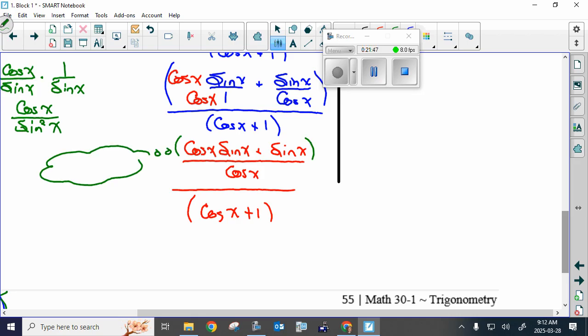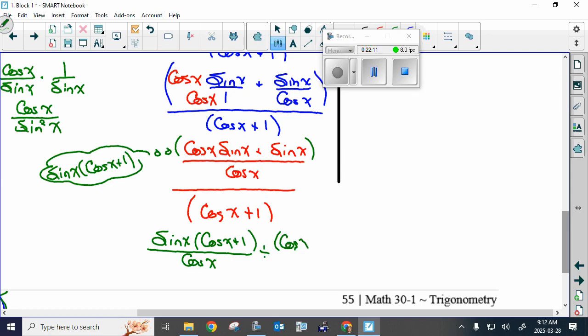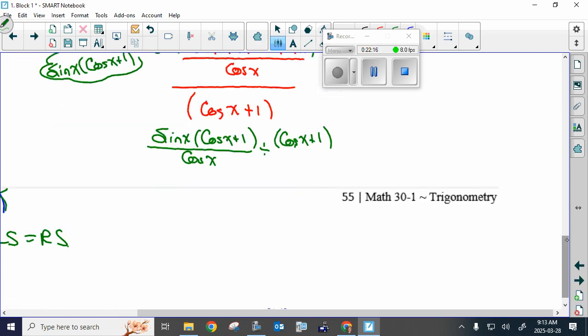Either it's got to be a Pythagorean substitution, which it isn't, or we start factoring, right? And so when you factor out that sine x, what are you left with? Cos x plus 1, right? So now I'm just going to write this as sine x (cos x plus 1) all over cos x. Now, this is not a fraction, but when you multiply by the reciprocal, it goes to the bottom.